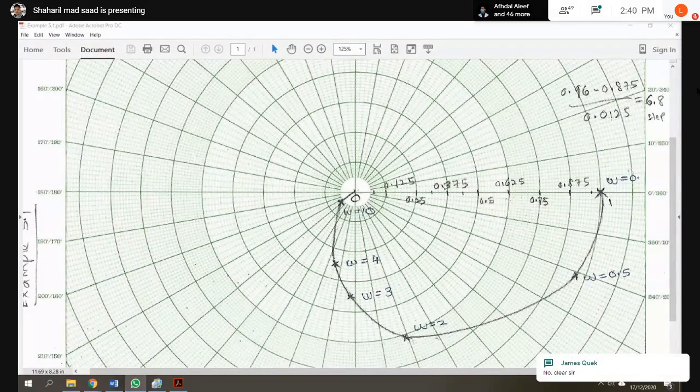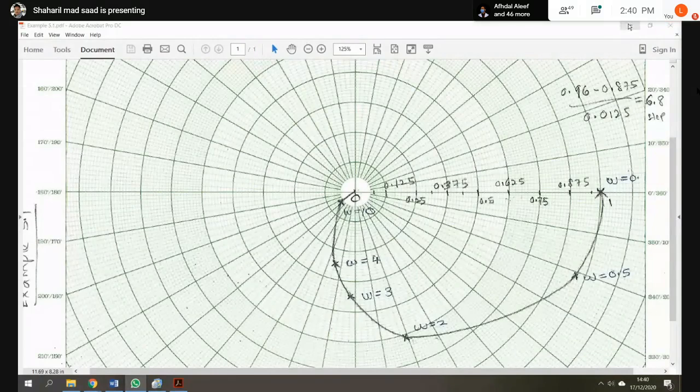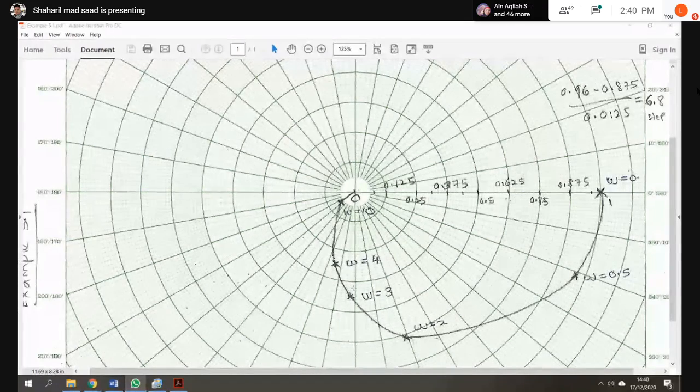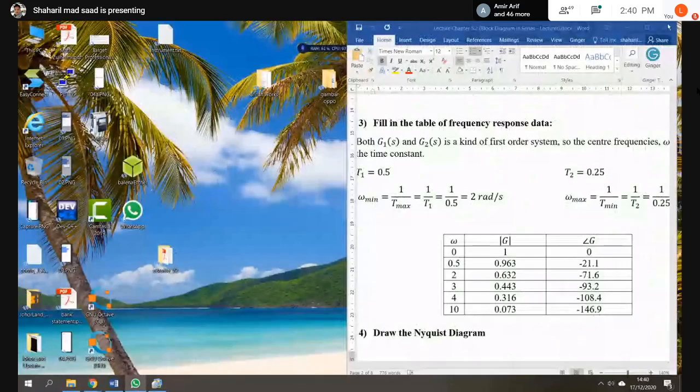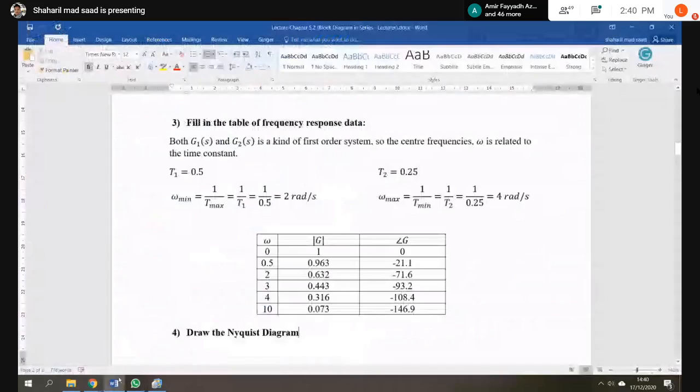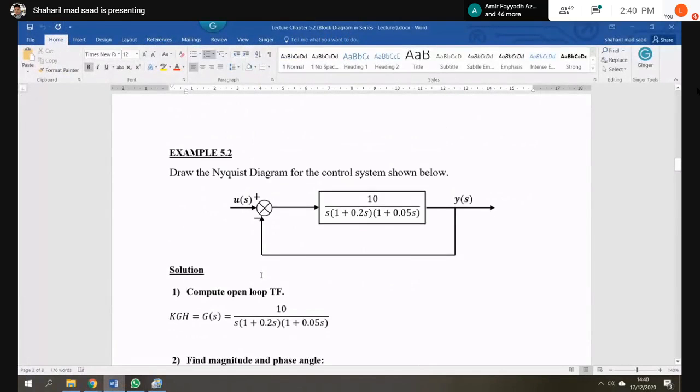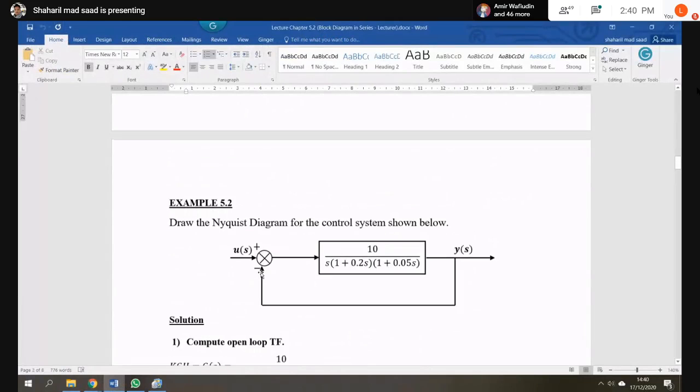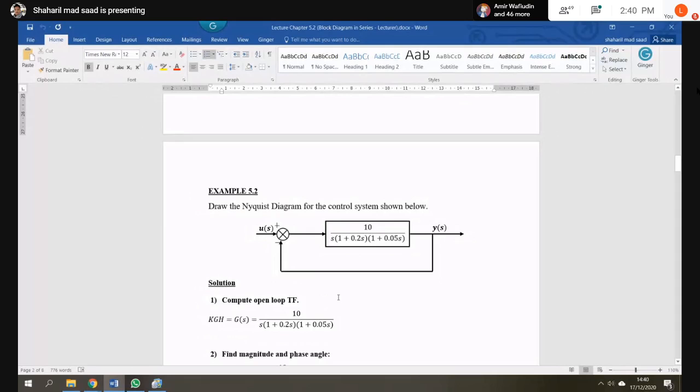Good. Alright. Now for today also, we're going to know from this kind of graph, from this kind of Nyquist diagram, how we can know whether our system is stable or not. So from this graph we can know that. Okay, so this is done. So let's proceed to other examples. Example 5.2 here.